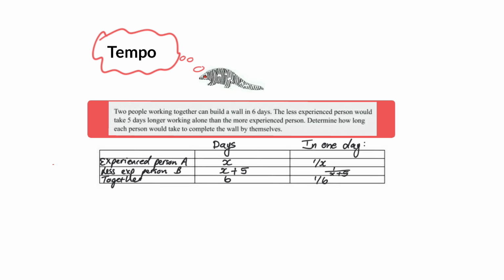Now it's time for the equation. We are going to use the last column's info, what each of them did in 1 day, for our equation. So in 1 day, what A built plus what B built must be what A and B built together. What did A build of the wall? 1/x. And B, 1/(x plus 5). And together, 1/6. And there's your equation.